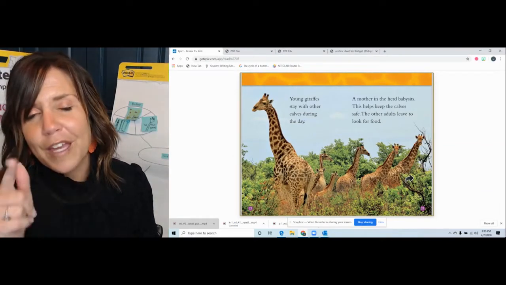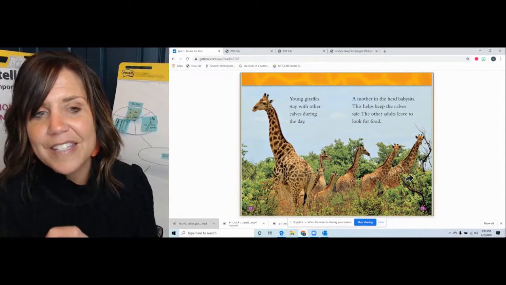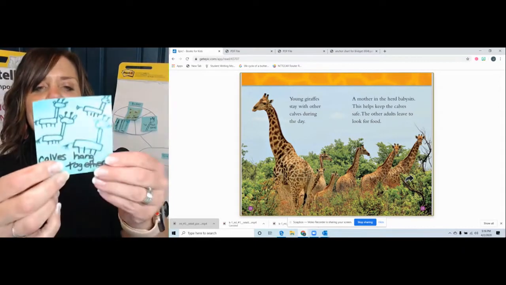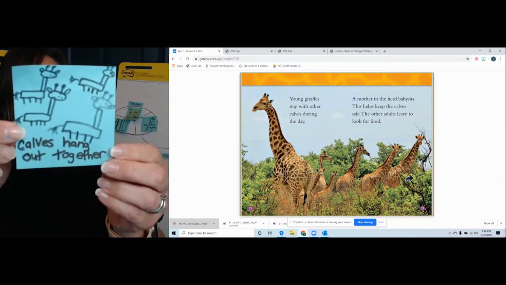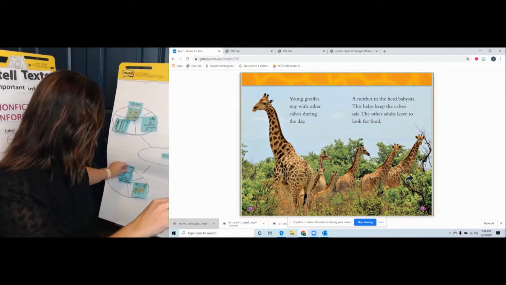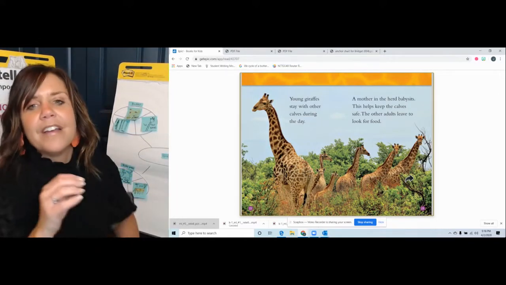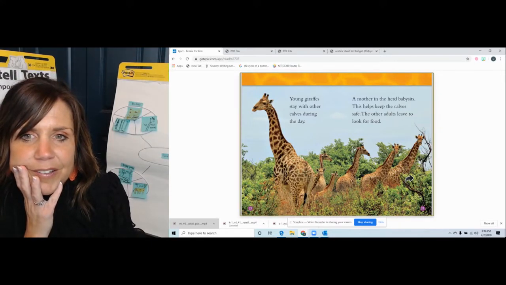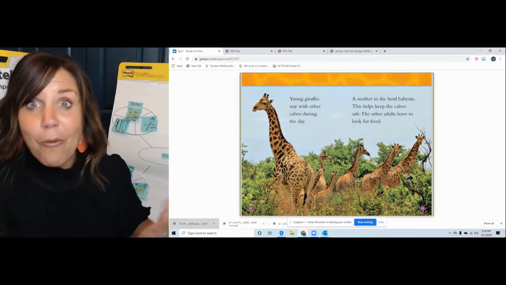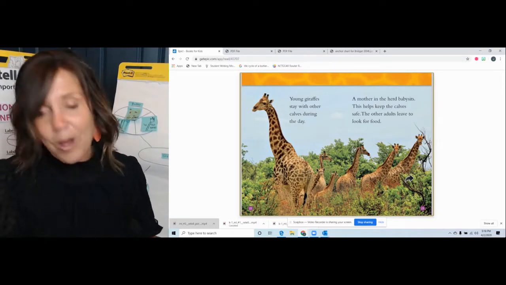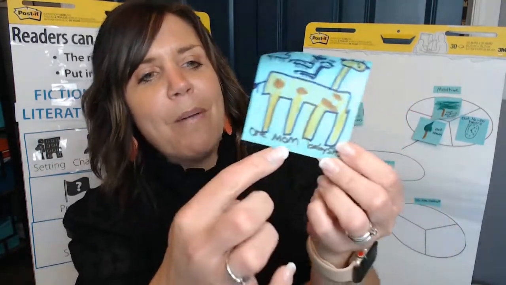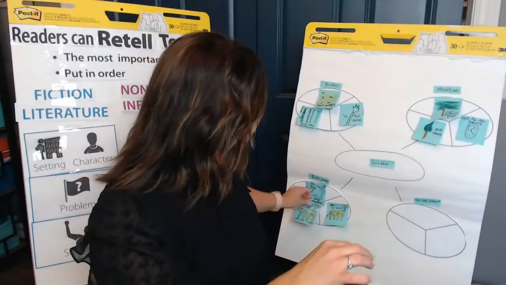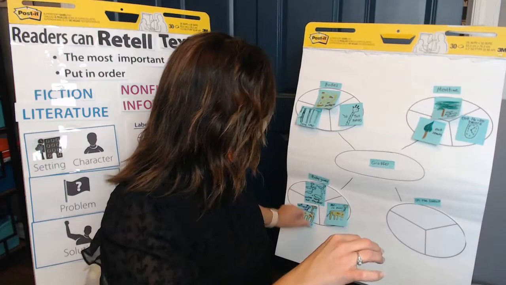Did you talk or think about how they hang with other calves? They stay with other calves? Yeah, they hang out together. Calves hang out together. And I drew 4 little calves together. They hang out together. Anything else on that page? Wow, one of the other moms babysits, right? One mom babysits and the rest of them look for food. So I drew one mama giraffe there and some babies, and it says one mom babysits. One mom babysits and the others go out and look for food.